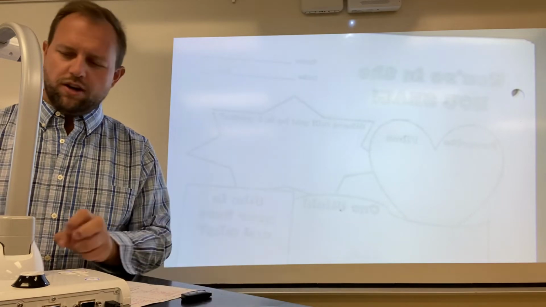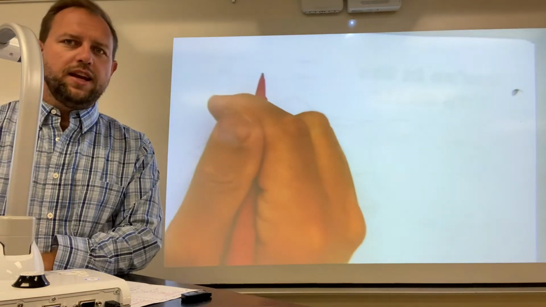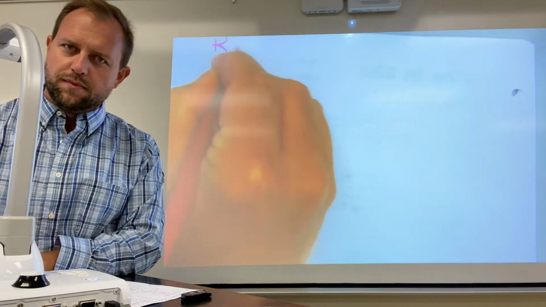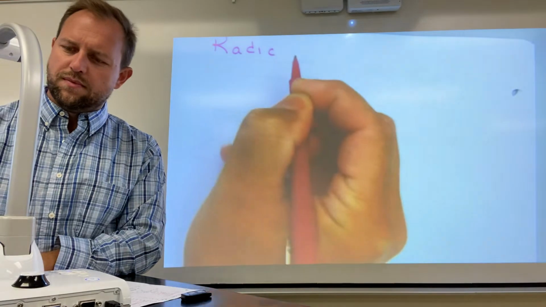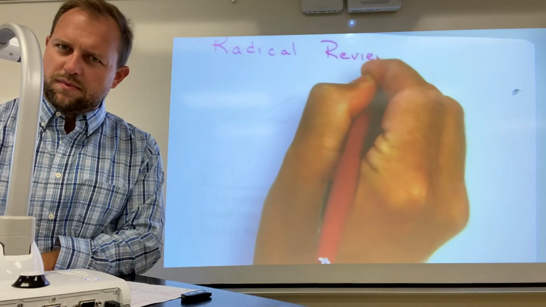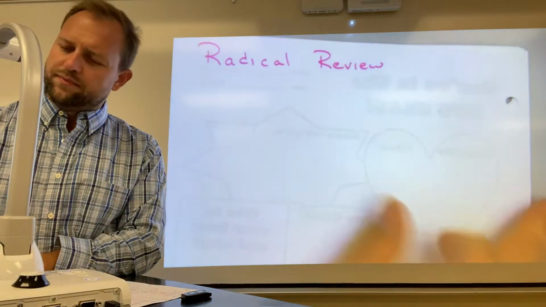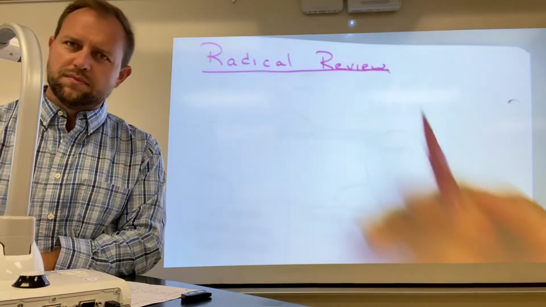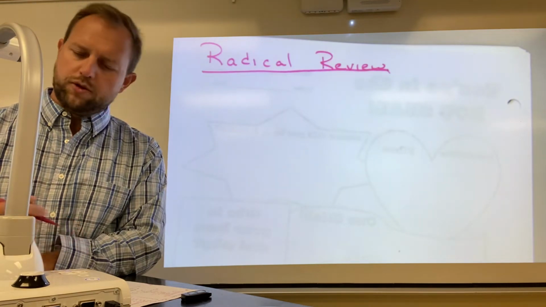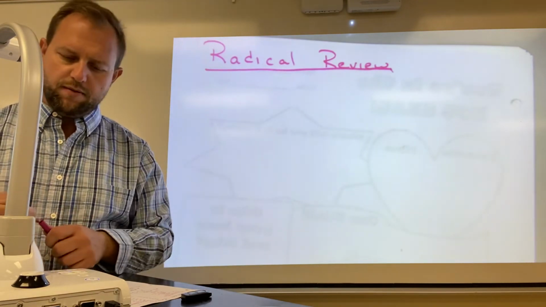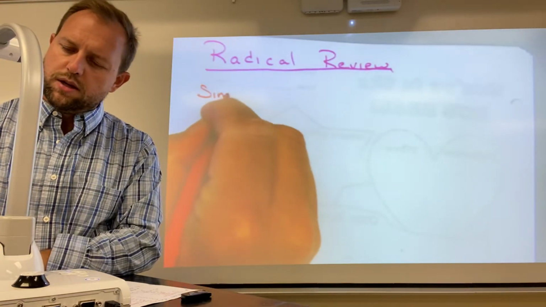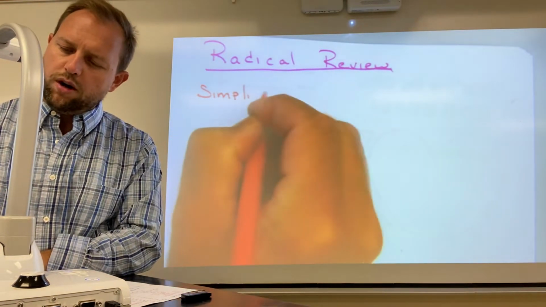Okay, we're going to start off with our first lesson in trig, and it is a radical review. So, to start off with, we're going to do a practice. Let's simplify. We'll take the square root of 54.